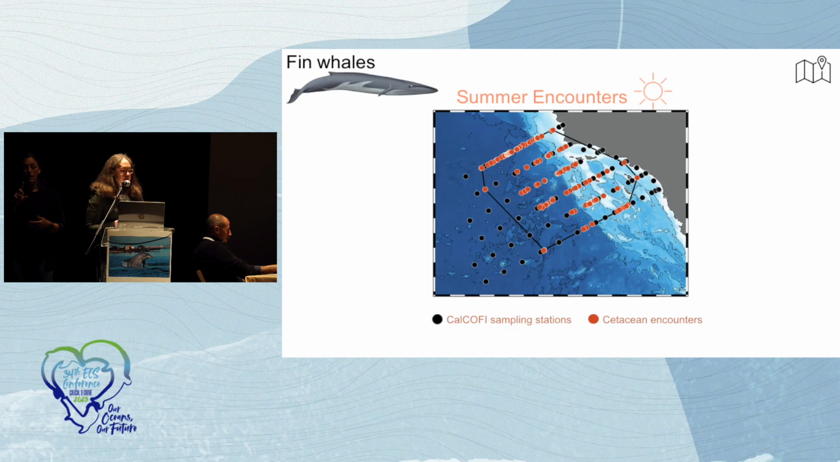So now let's look at fin whales. They occupied a similar region to the blue whales in Cal Coffee. However, notice that they are biased towards the north.